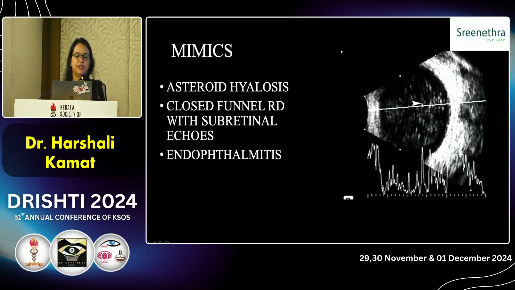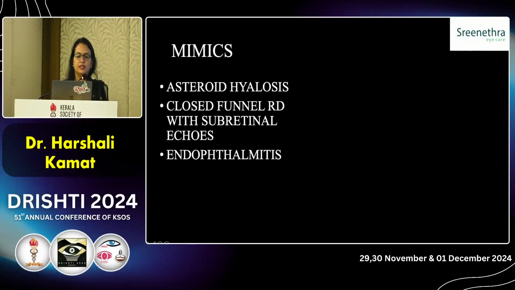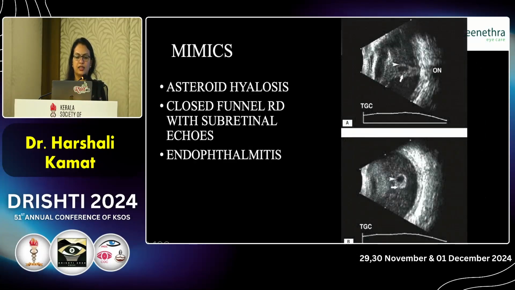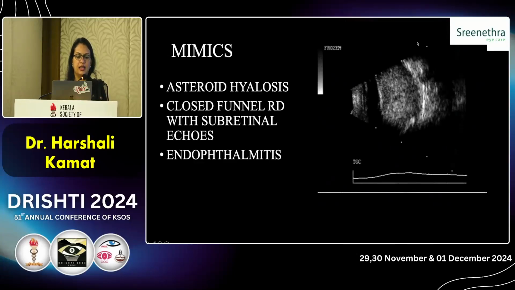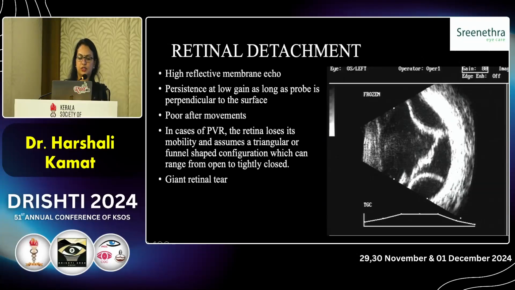These are high reflective discrete echos, and very commonly you will see a clear space between the asteroid and the retina. Sometimes you may see a closed funnel RD and completely miss the central stalk, as in this case, in which case you might mistake it for a vitreous hemorrhage. Endophthalmitis I will discuss in the later slides. As I was saying, in the previous closed funnel RD, if you miss the stalk here, then you might assume it to be a vitreous hemorrhage.